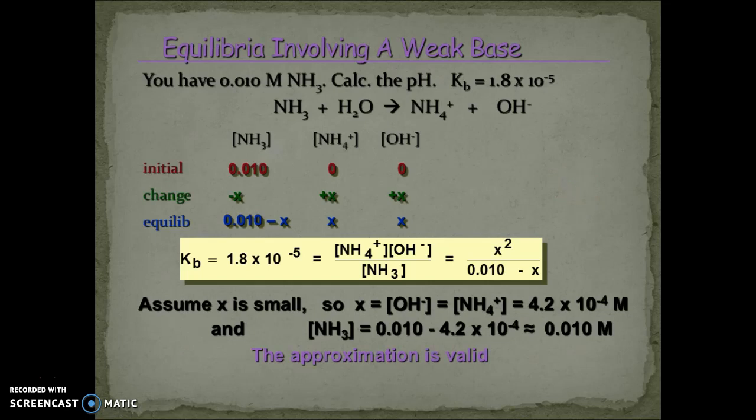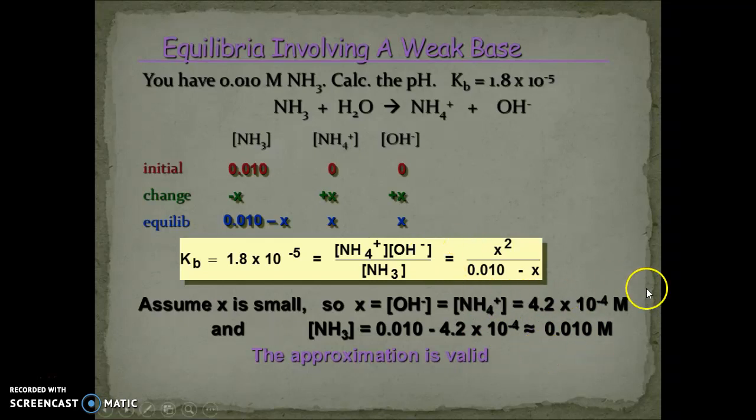Made this slide before we got used to using the calculator's solve function. So I'm eliminating that minus x here in order to solve it. I wind up with an OH minus concentration of 4.2 times 10 to the negative 4. And so if you think about it, if that's my x, 0.01 minus that number is still essentially 0.01. So that approximation works just fine.